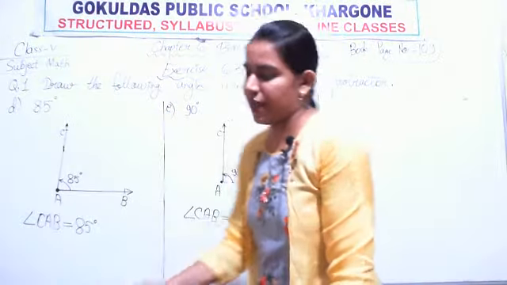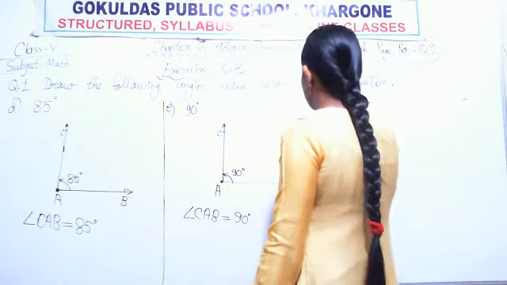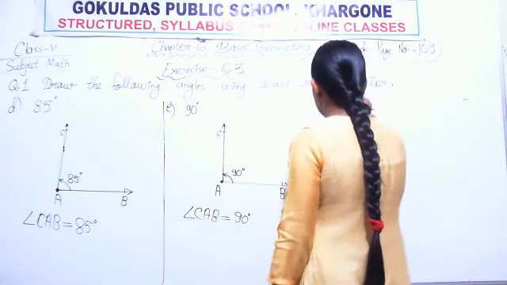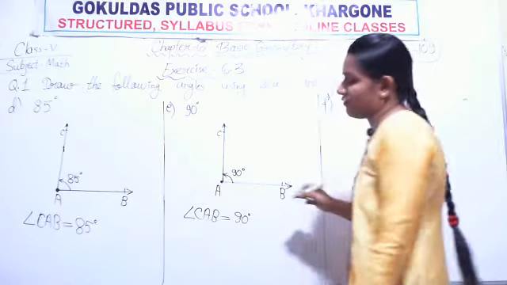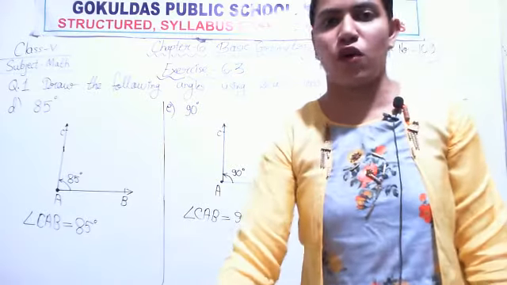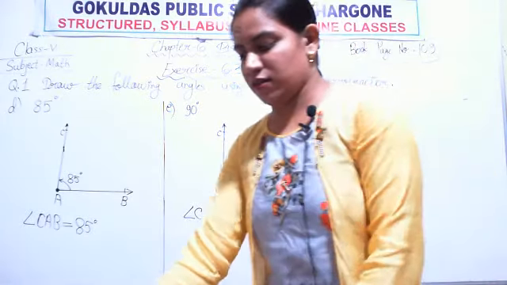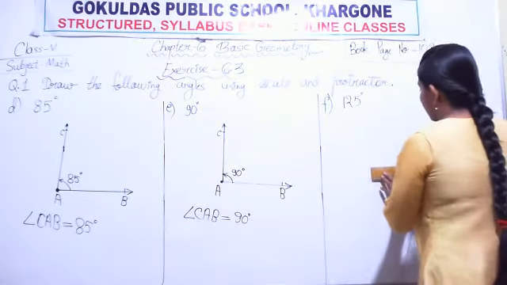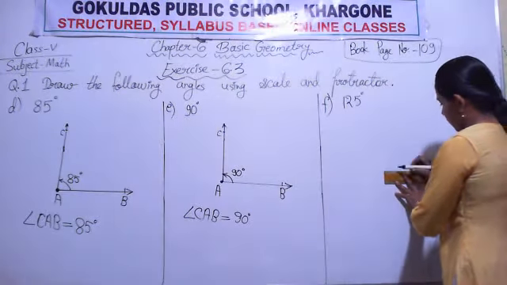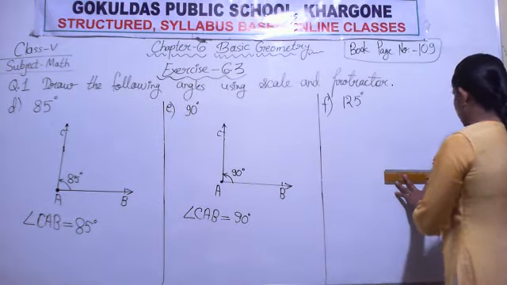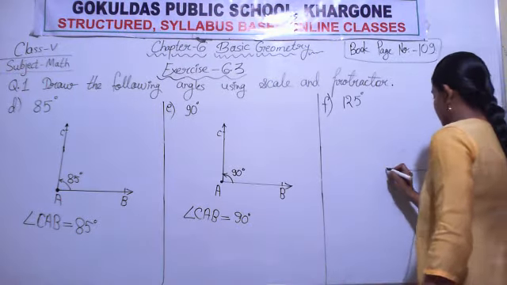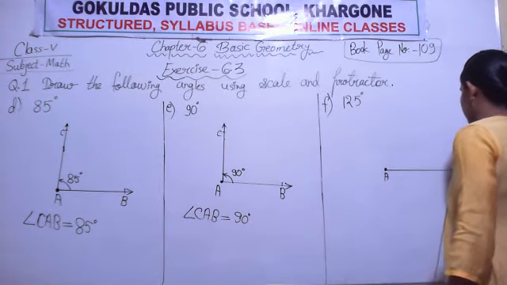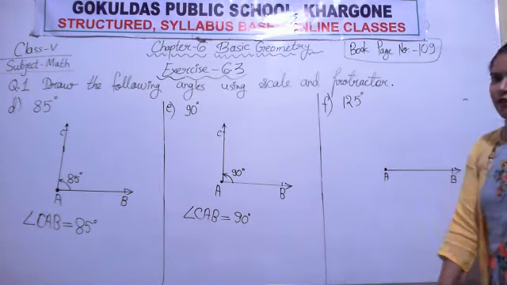Now next F. Given angle measure is 125 degree. How to draw 125 degree? So for drawing, two steps are there. Step 1, draw a ray. So let us draw a ray. Give name to it as AB. Okay, step 1 is complete here.